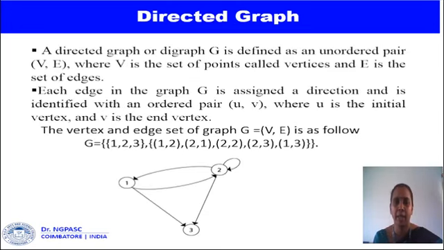So what do you mean by directed graph? The directed graph, which is also called a digraph, is defined as an ordered pair of vertices and edges. Each edge in the graph is assigned a direction and is identified with an ordered pair (u, v). In our example, we have one graph which contains 3 vertices and 5 edges. From 1 to 2 we have one path, as well as 2 to 1. Then 2 to 2, a self loop, is also one path, and 2 to 3 is also one path, and 1 to 3 as well. So this is known as a directed graph.